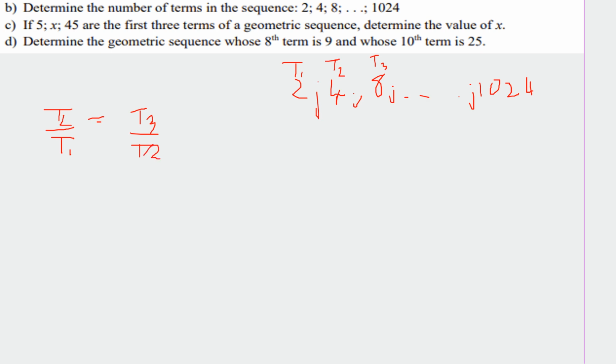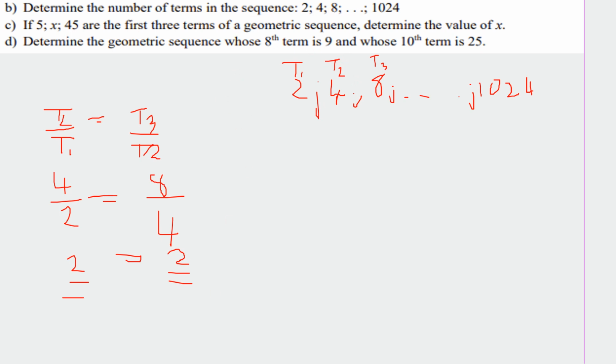So if this condition is correct, therefore the sequence is a what? Is a geometric sequence. So term number 2 has a value of how much? Has a value of 4, all divided by term number 1, which has a value of 2. And then term number 3 has a value of 8, all divided by term number 2, which has a value of 4. 4 divided by 2 is going to be equal to 2. And now 8 divided by 4 is going to be equal to 2. Therefore, we can conclude that this is a geometric sequence.